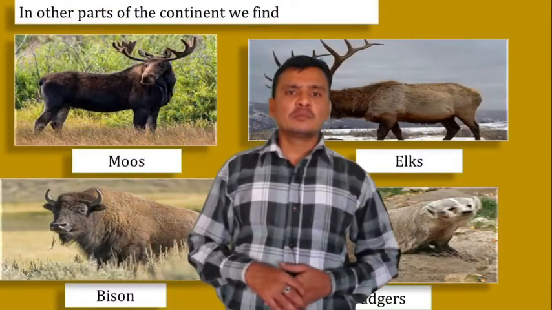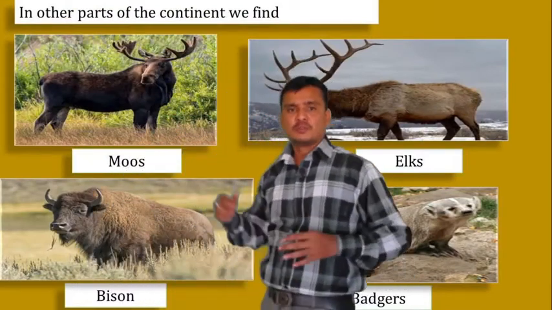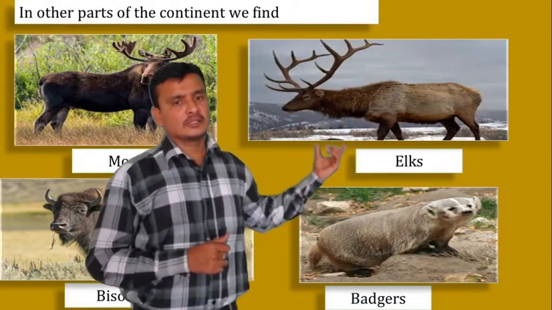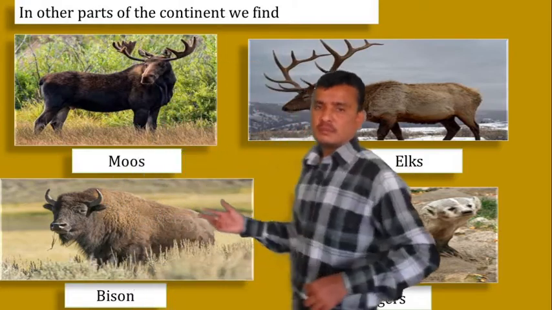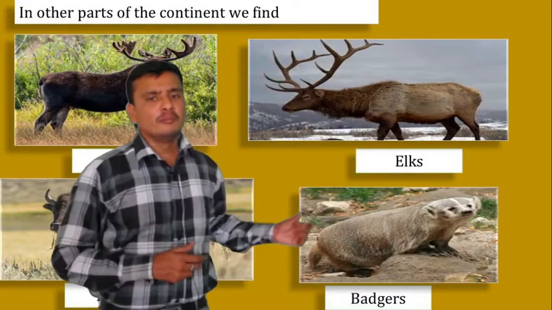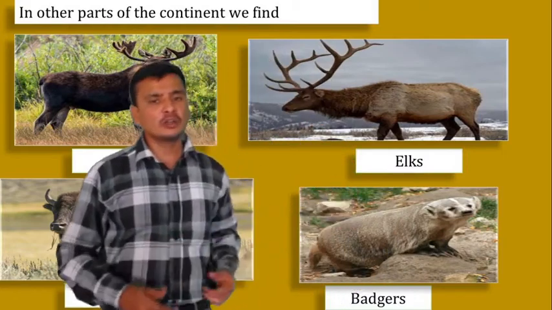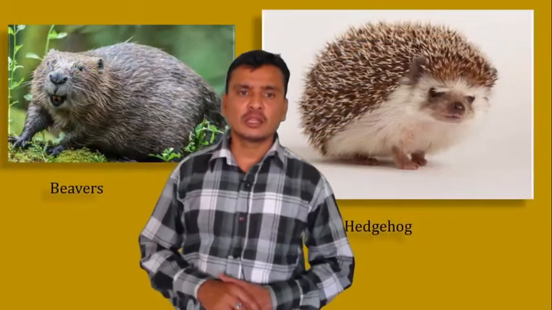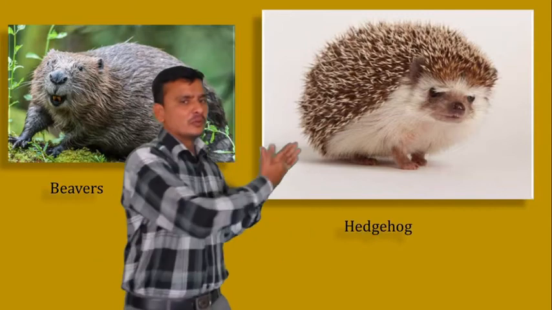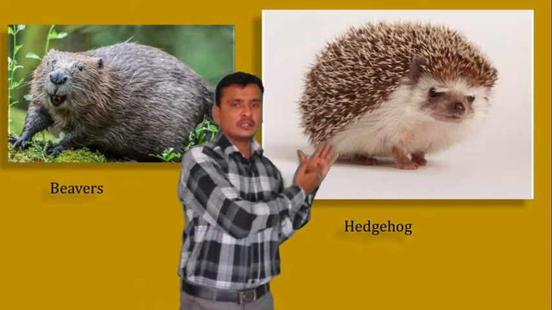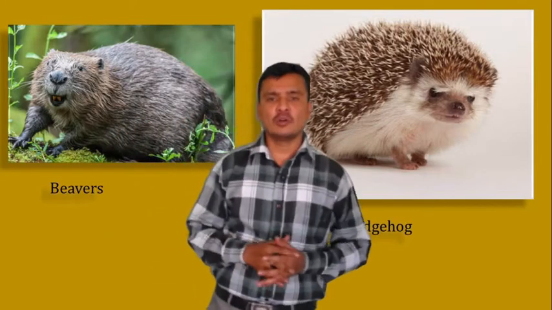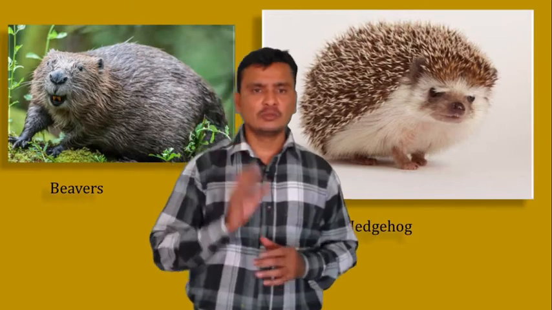Then in other parts of the continent we find the moose. Okay, moose is there. Then the elks are there. Then bison, meaning wild buffalo like this. Bison is there, and badgers are also found in North America. Then beavers and hedgehog. Okay, so these are also important attractions. These two, the beavers and hedgehog, are very small, very cute animals.